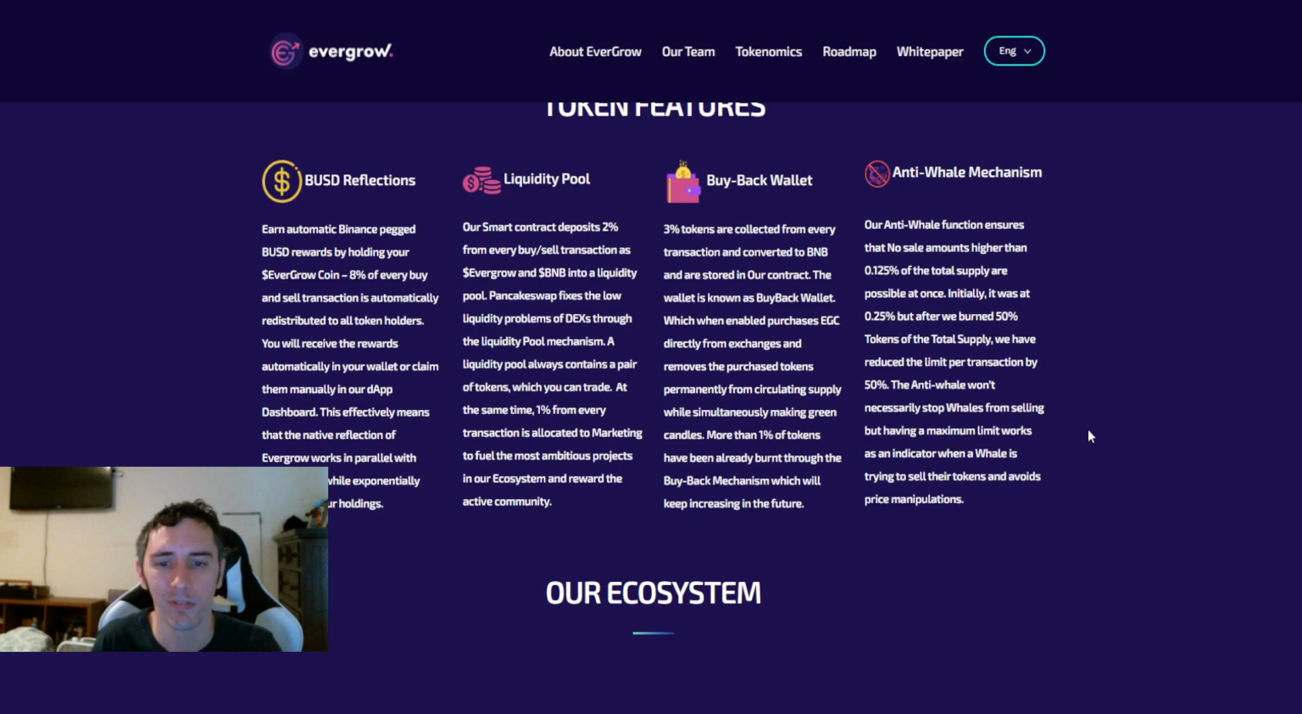Initially, it was at 0.25%, but after we burned 50% of tokens of the total supply, we've reduced the limit per transaction by 50%. The anti-whale won't necessarily stop whales from selling, but having a maximum limit works as an indicator when a whale is trying to sell their tokens and avoids price manipulation.